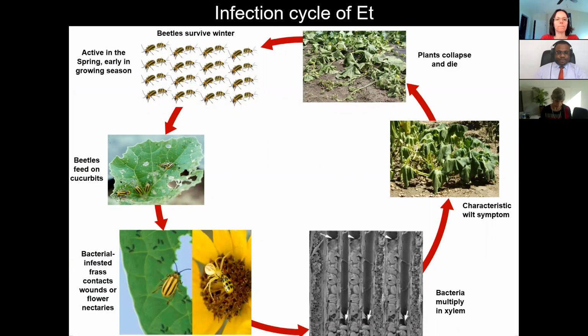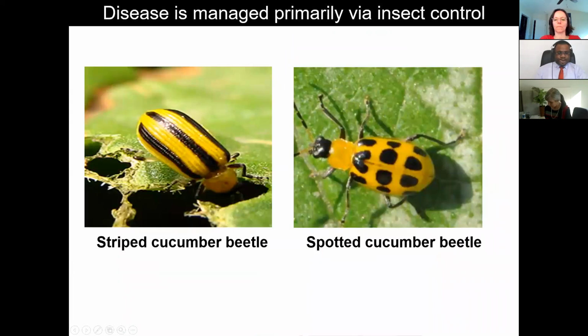The beetles survive the winter as adults, and then they become active in the spring and feed on young susceptible cucurbits, during which bacteria-infested frass contacts wounds and flowers, leading to the movement of the bacteria into the host xylem, and then the bacterial cells multiply. They block xylem water flow, which ultimately results in the characteristic wilt symptom, and then eventually the plant collapses and dies. Because of a lack of genetic resistance to bacterial wilt, management of this disease largely depends on frequent insecticide applications to kill the cucumber beetles.